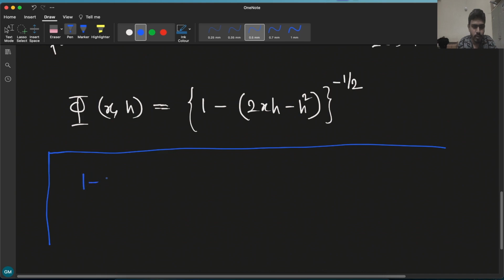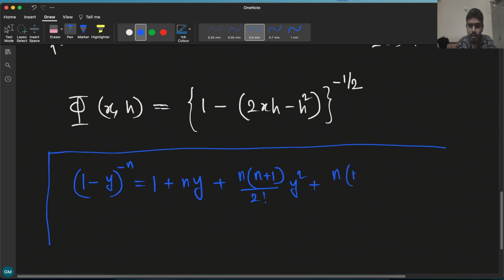So let me write the expansion of (1 minus y) to the power minus n, which is 1 plus ny plus n(n+1) divided by 2 factorial times y squared plus n(n+1)(n+2) divided by 3 factorial times y cubed plus higher powers of y.